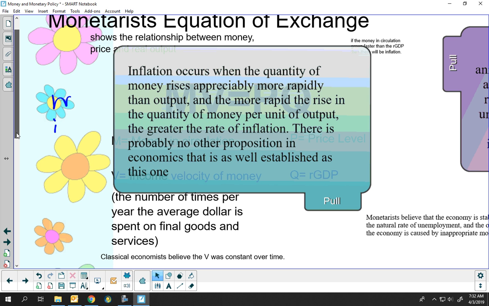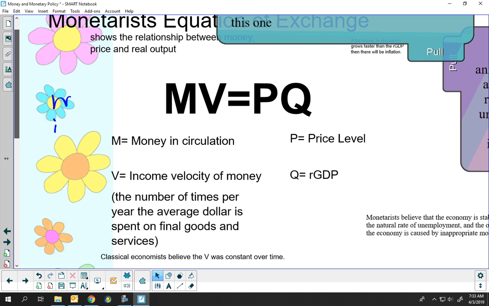But go ahead. Inflation occurs when the quantity of money rises appreciably more rapidly than output, and the more rapid the rise in the quantity of money per unit of output, the greater the rate of inflation. There is probably no other proposition in economics that is as well established as this. Yes, of all the things that we know for a fact, if this side rises at a faster rate than this side, there will be inflation.